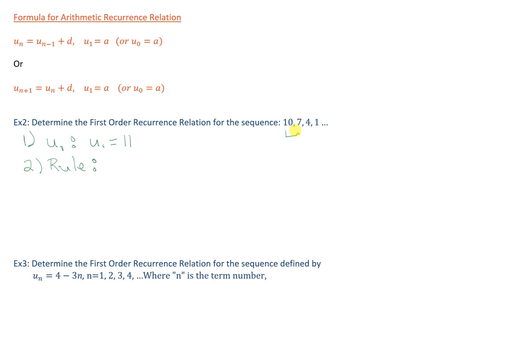Now looking here, when I go from 10 to 7, that's minus 3. 7 minus 10 is negative 3. When I go from 7 to 4, that's again subtracting 3. And when I go from 4 to 1, that's subtracting 3. So therefore, D is negative 3. Once I've got that, I just need to fill in my rule. So UN, the current term, is the previous term, minus 3. And that's all I need to do for that one. I've got my starting term, I've got my rule, so I'm done.